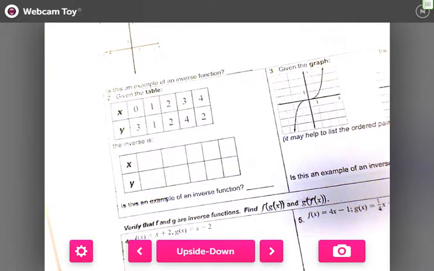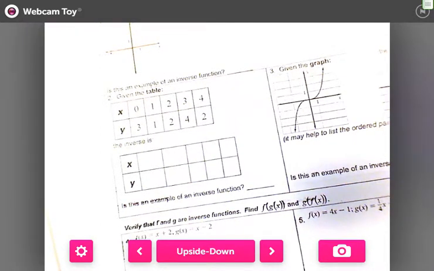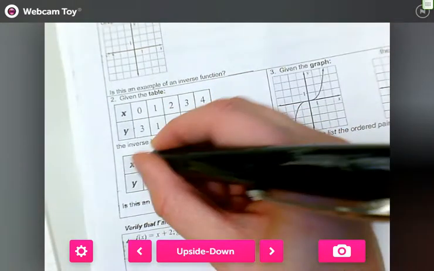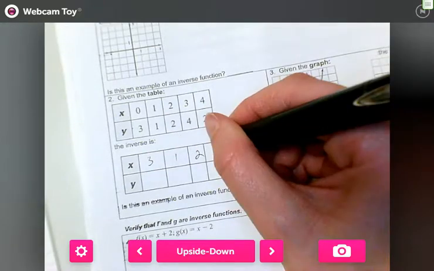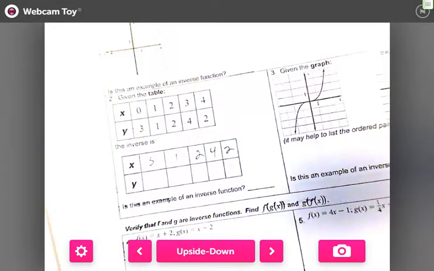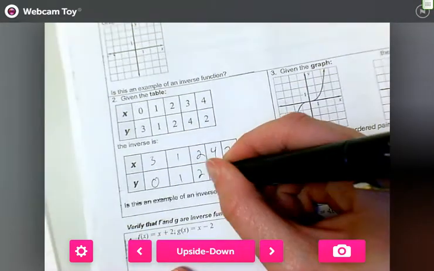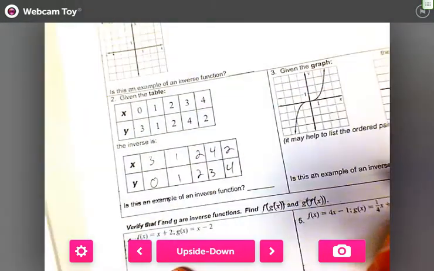You guys remember from way long ago? I mean, you're literally just switching them. So for where it says y, you're going to write all these in for the x's: 3, 1, 2, 4, 2. And then you're going to write all the x's in for the y's: 0, 1, 2, 3, 4. So it should be really easy. You're just switching them. Okay?